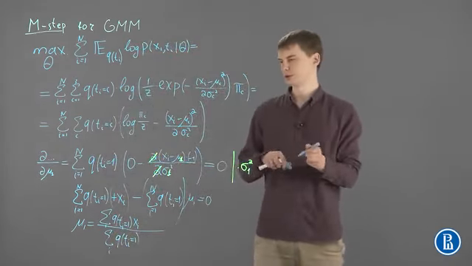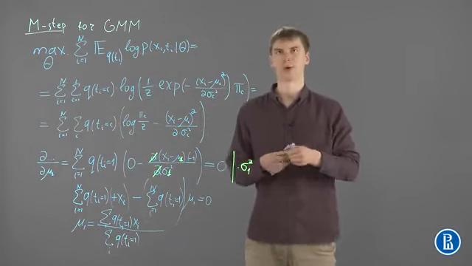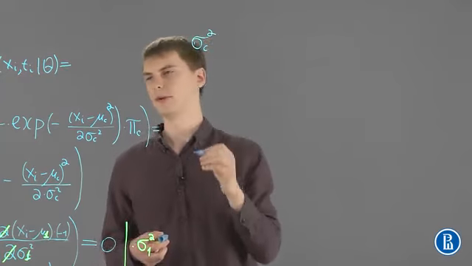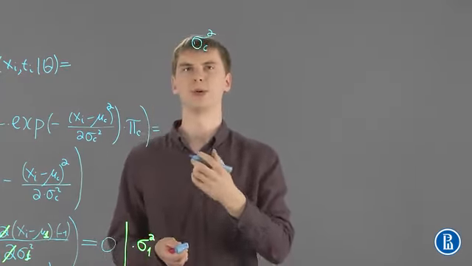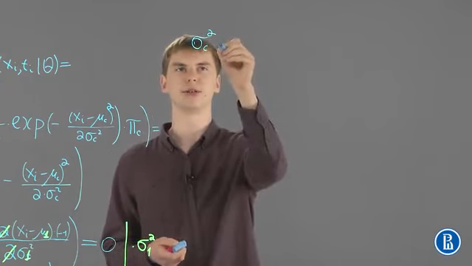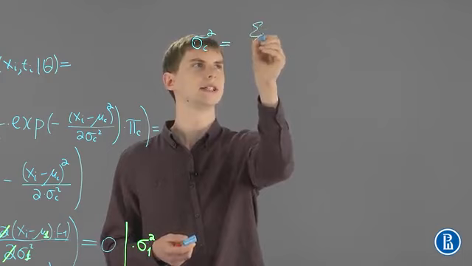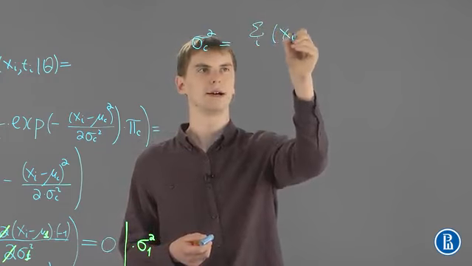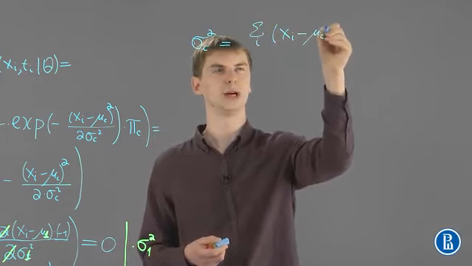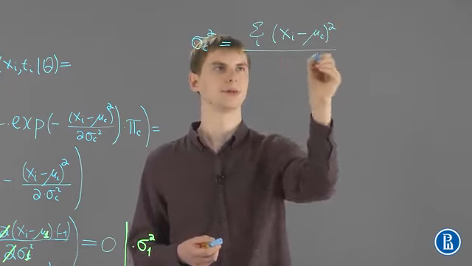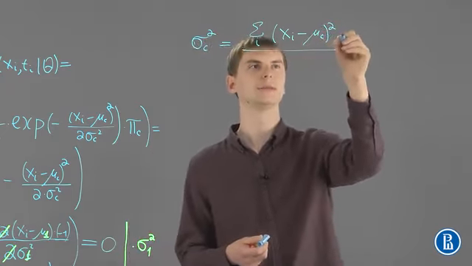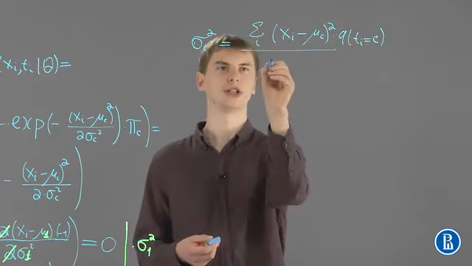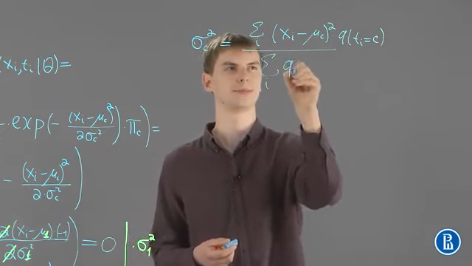And actually you can also obtain a similar expression for sigma c, for example, by doing the same thing, differentiating with respect to sigma c and setting this gradient to 0. This will be the sum with respect to the dataset of xi minus mu c, which we have just computed, squared, times the weights, of course, divided by normalization, so divided by the sum of all weights.